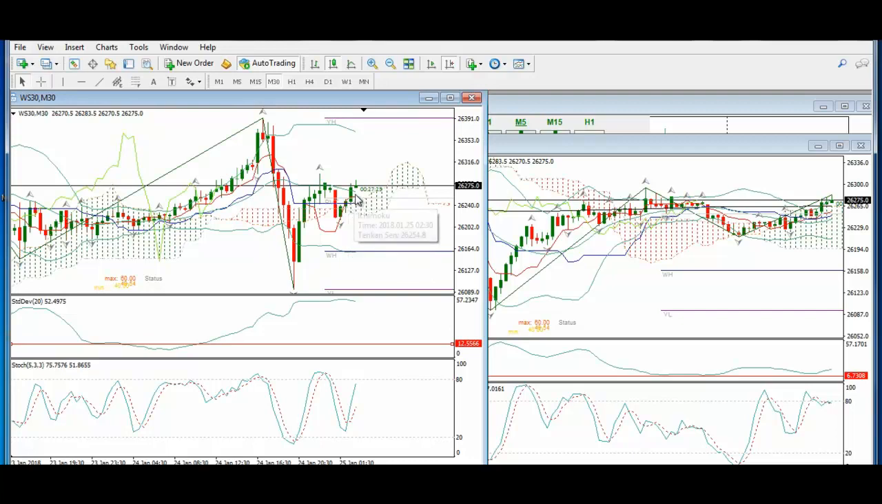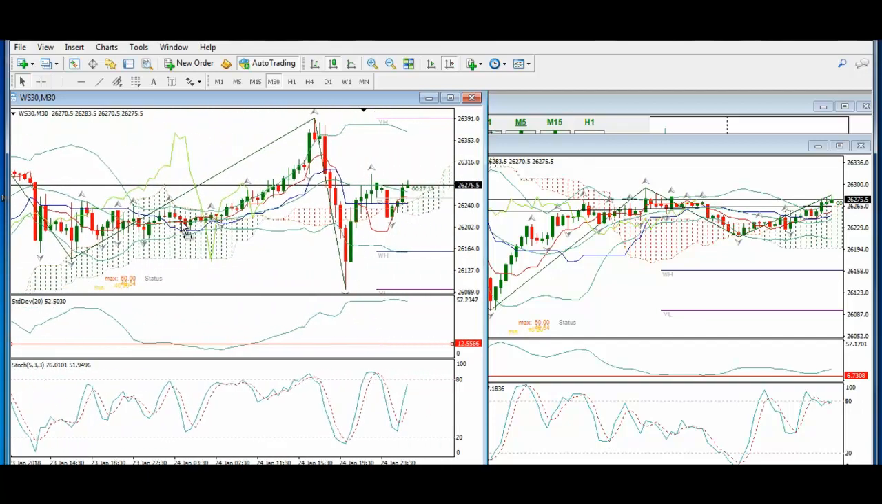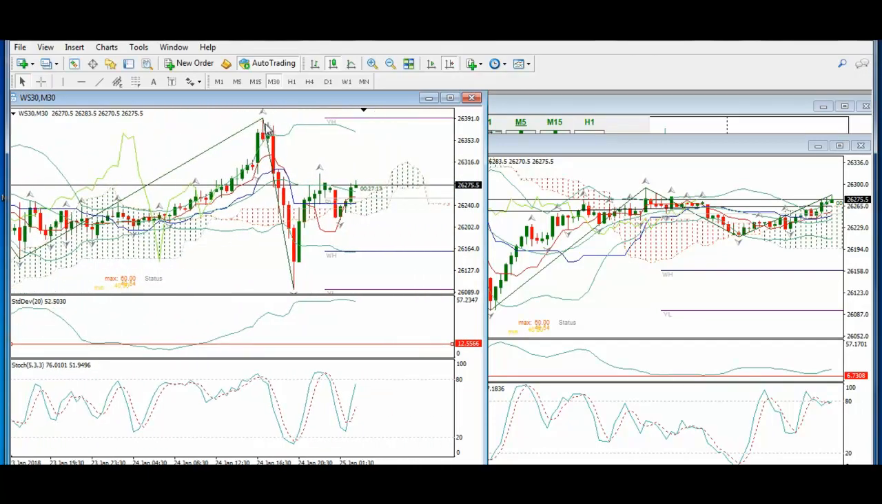The first problem is that this place here has to be retested again, and this high here has to be retested again. So we see we are in the middle of a storm right here. We have to be really patient until we see what the market wants to do, and then we're going to follow it.